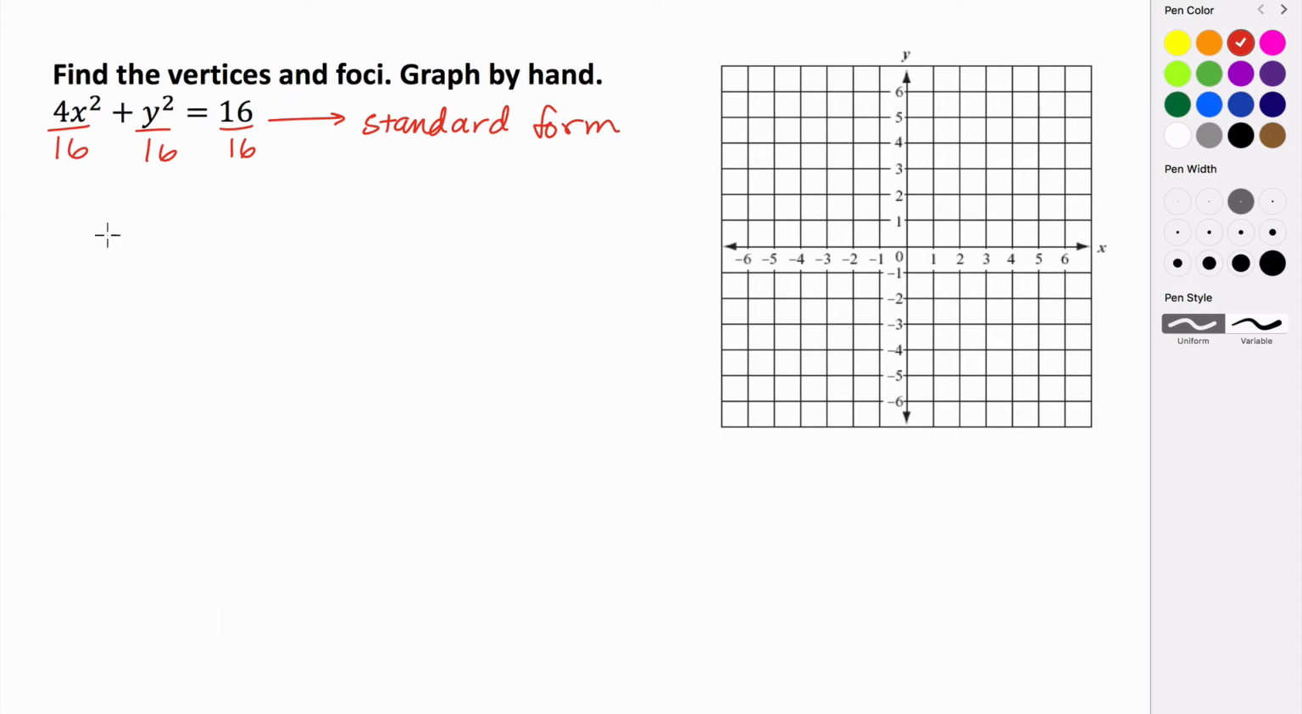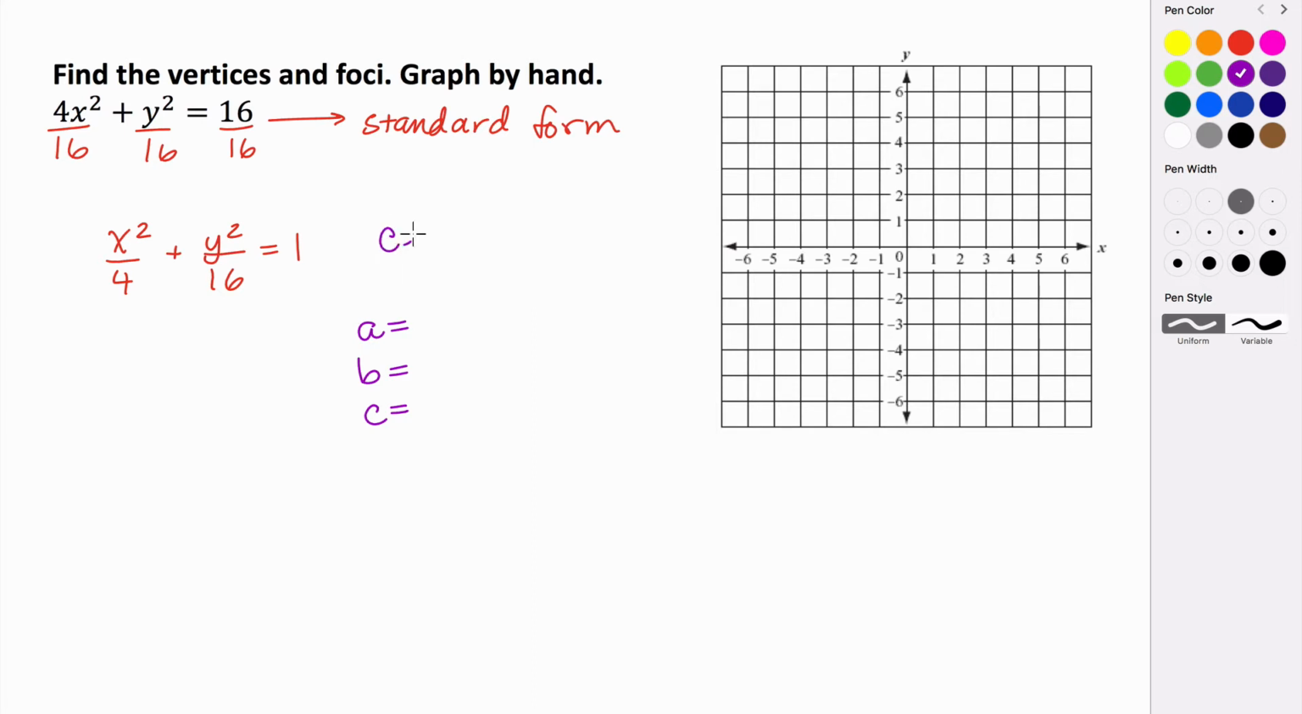So then just reduce your fractions. We get that x squared divided by 4 plus y squared divided by 16 is equal to 1. This is our standard form equation. This tells us that our major axis is going to be along the y-axis or parallel to the y-axis because the larger value is under y squared. So that gives us some information about A, B, and C. And then we can use that to try and graph it.